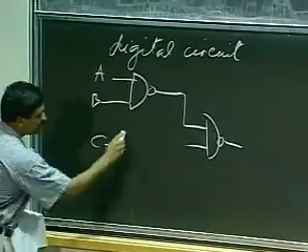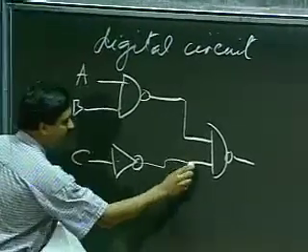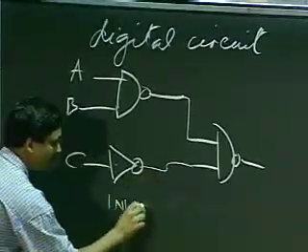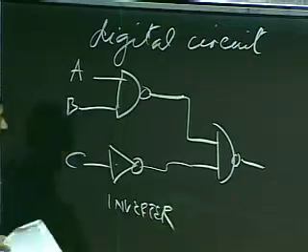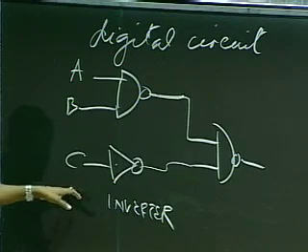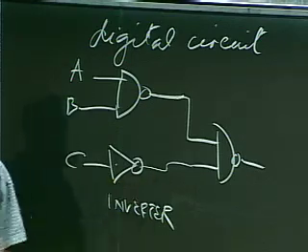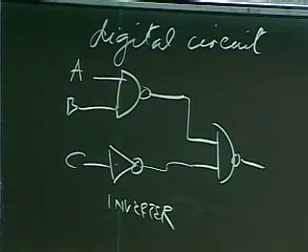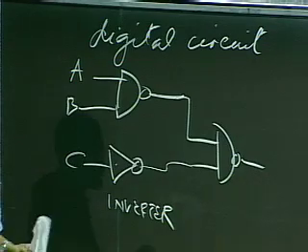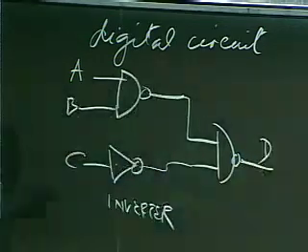Another input, C. This device is called an inverter. The inverter simply flips the sense of the input. So if C is a 1, output is a 0. If C is a 0, the output becomes a 1. It's an inverter. It simply inverts its input. Yet another primitive device. And this is my output, D. So there are 3 gates in this design.